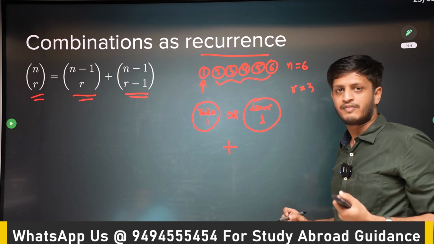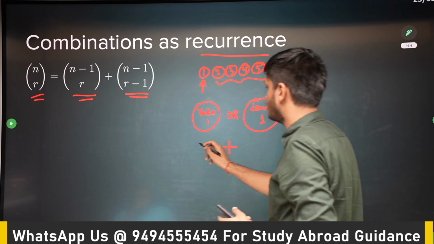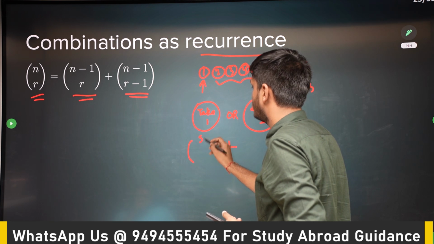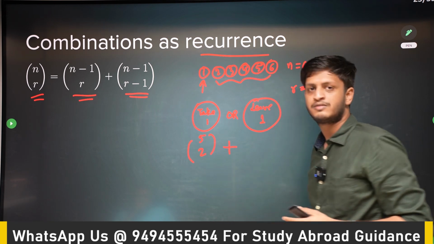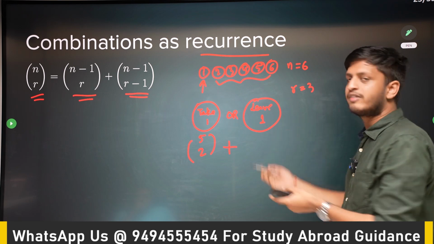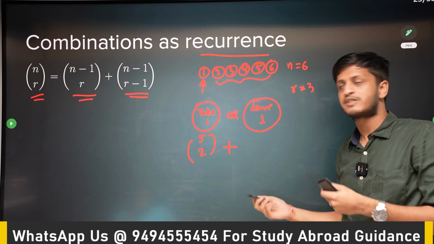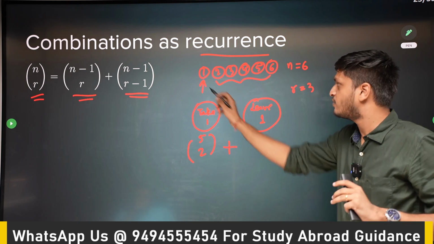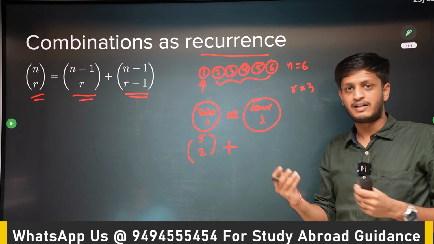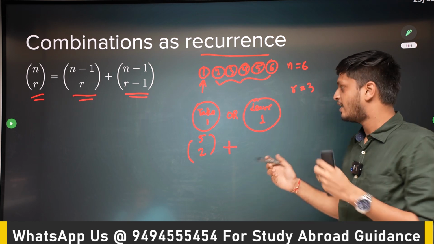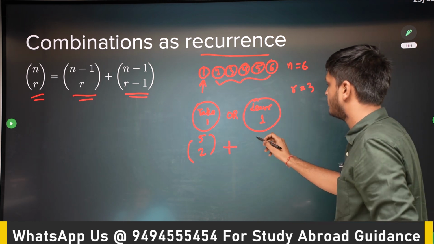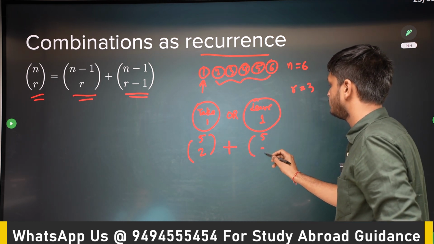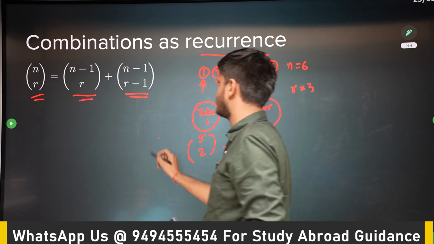Right. Since I have already taken one item, now the problem reduces to choosing 2 items out of 5 items. And if I leave one, then how many options do I have? Again, I have 5 items, but now I have to take 3 items, because since I have not taken one, I still have to make a team of 3 people, right? So I have to choose 3 items out of 5 people. This is what 6C3 is.